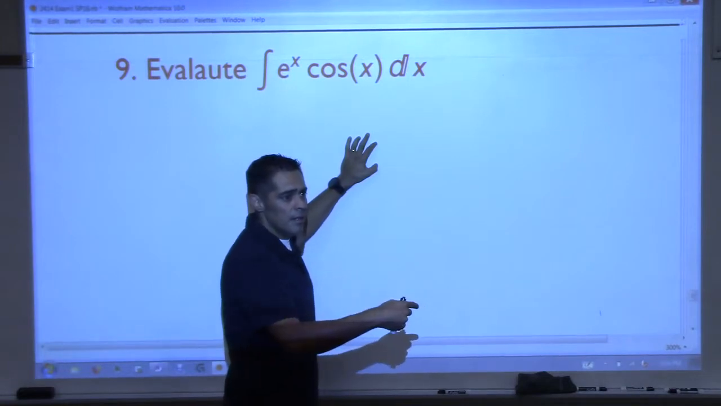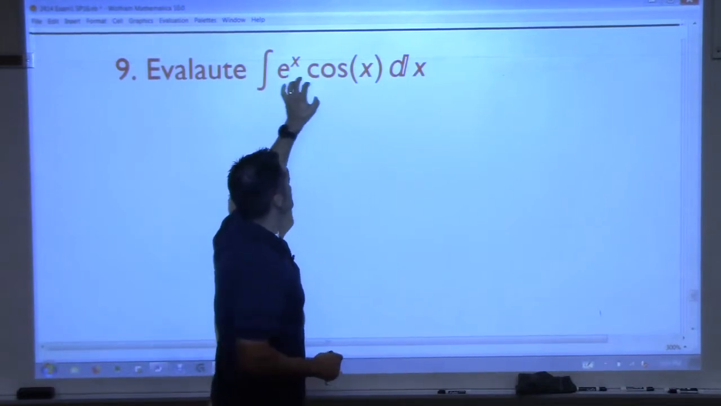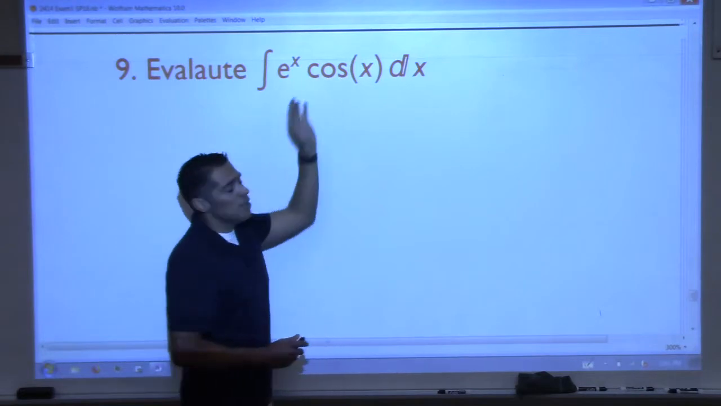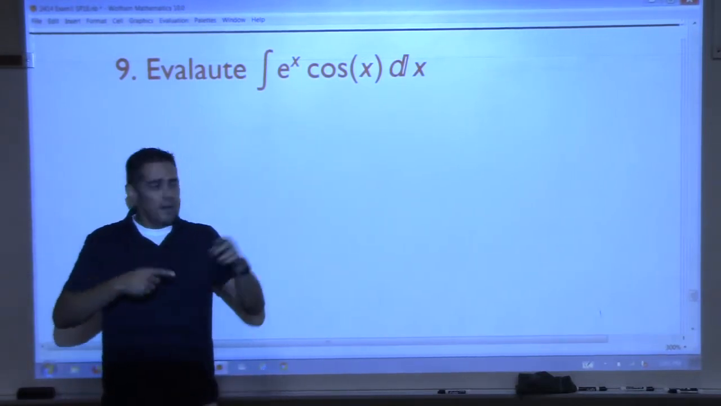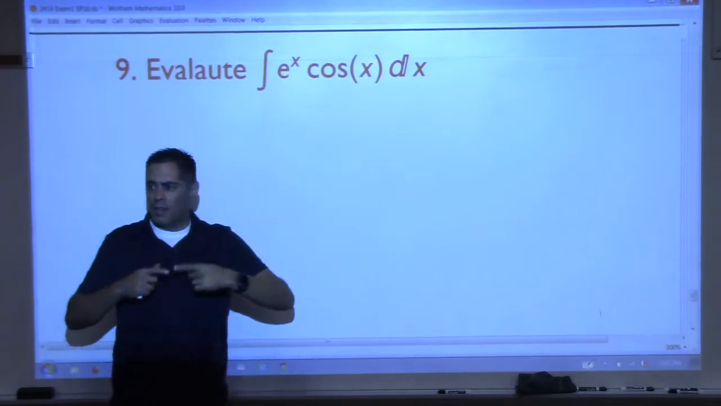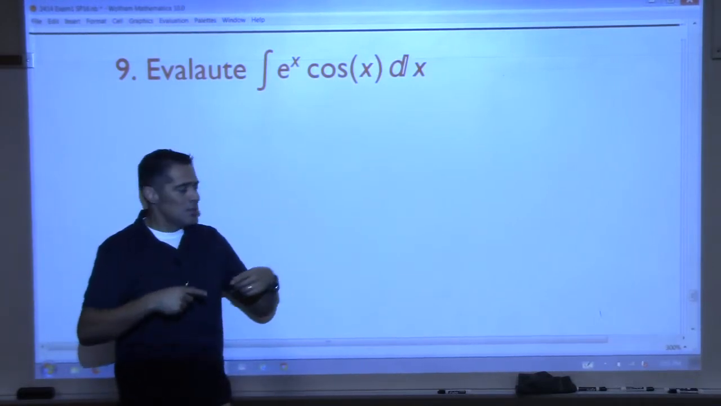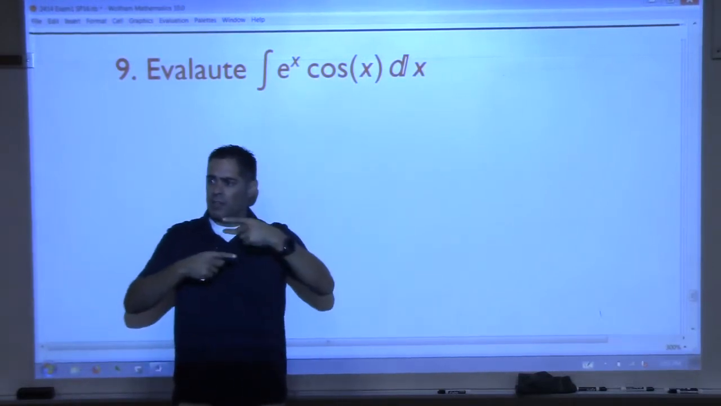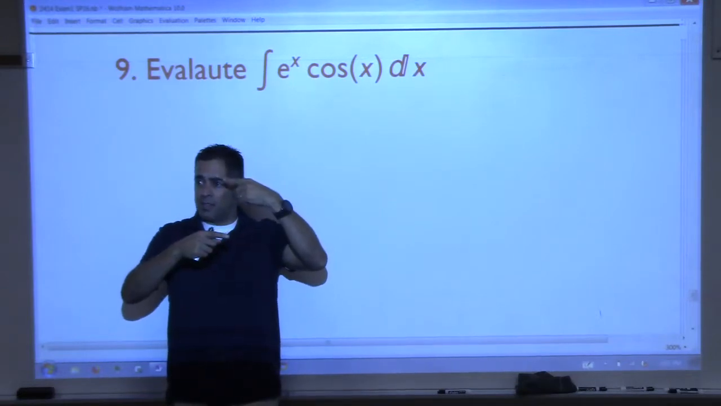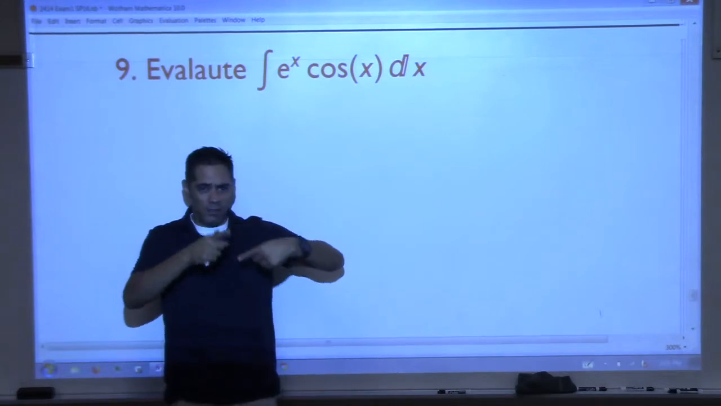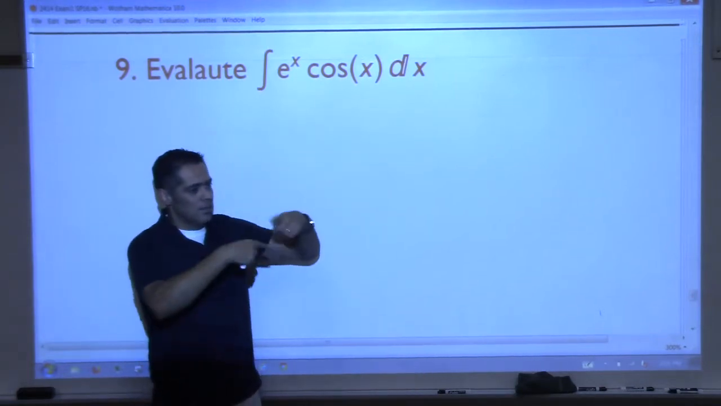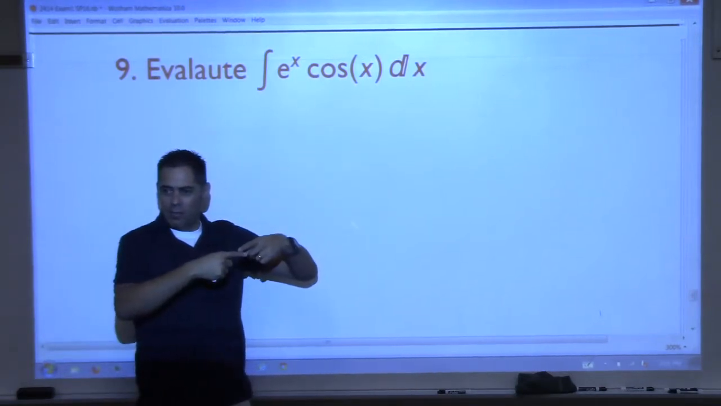Now, if you see two functions like these, they're actually called cyclic functions, because if you take the derivative of these or integrate them, they go through a cycle. So cosine, if you integrate, is sine. If you integrate, it's negative cosine. If you integrate, it's negative sine. If you integrate, it's back to cosine. It takes four iterations to complete the cycle. Same with differentiation.